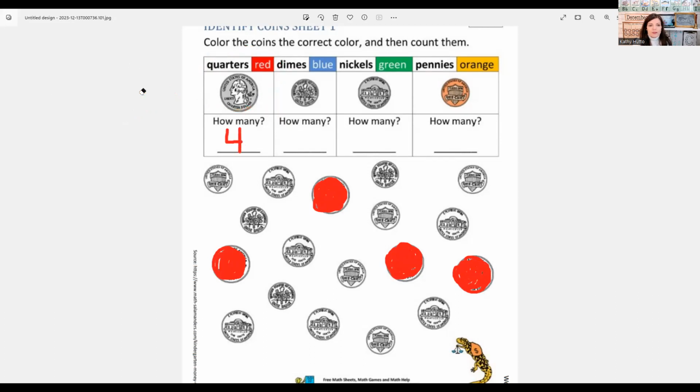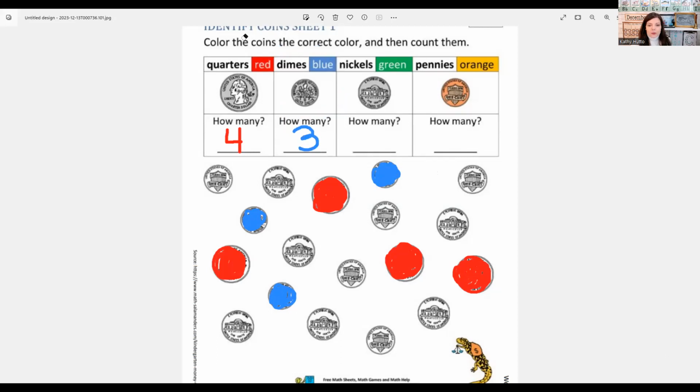Very good. Okay, next we're going to look for dimes. This is a dime. Can you help me find all the dimes? Here's a dime. Good. Oh, there's one. You found it. Where are all the dimes? There's a dime. How many dimes did we find? 1, 2, 3.